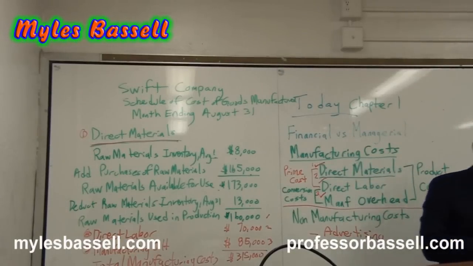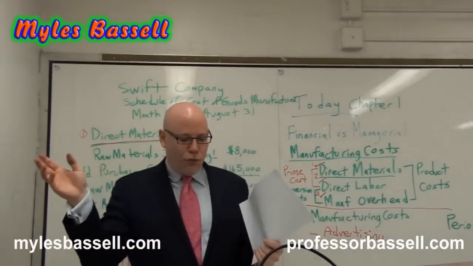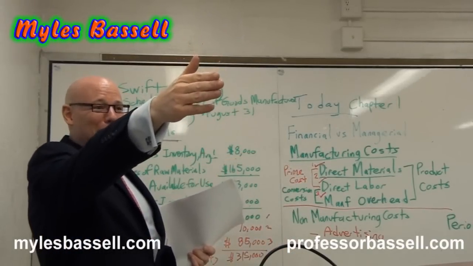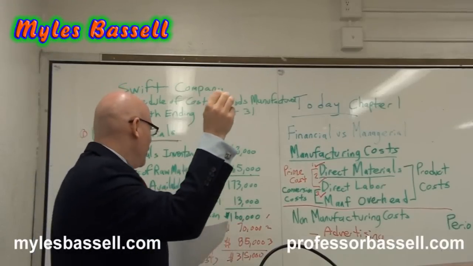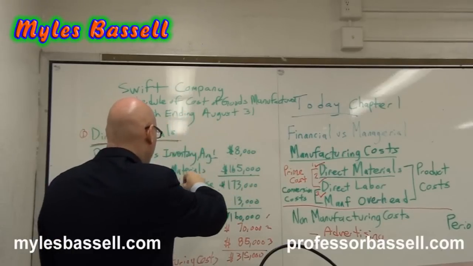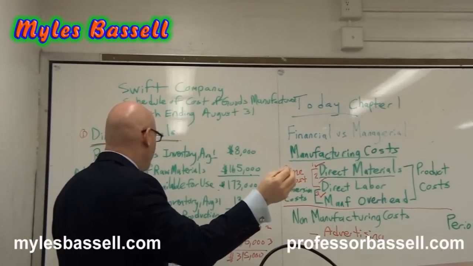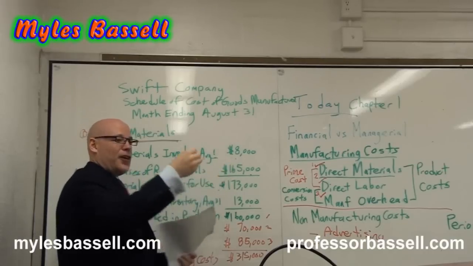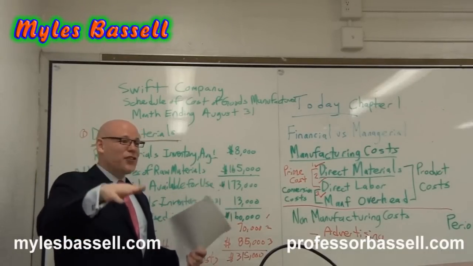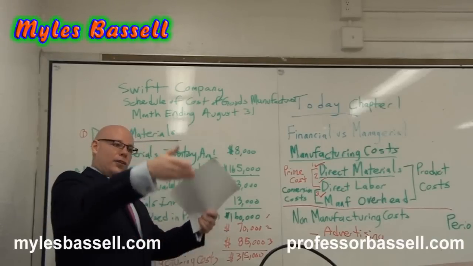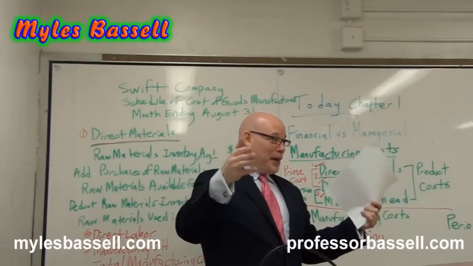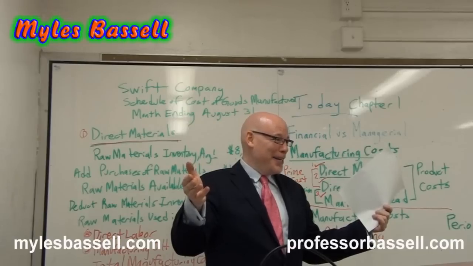Everybody follow? So we're going to write a check for $165,000 to purchase the plastic, right? To purchase that plastic. We're going to debit raw materials, which is an asset for us, and then we're going to credit cash for the $165,000 because cash is going down, decreasing, and our raw materials, our inventory of raw materials, is going up. And debits have always got to equal credits, right?